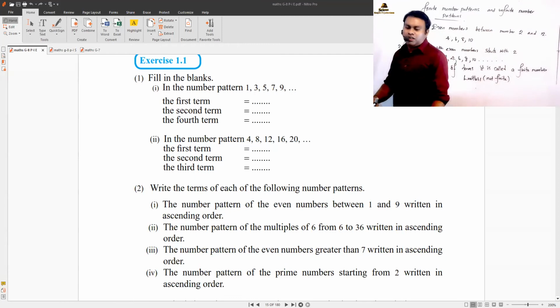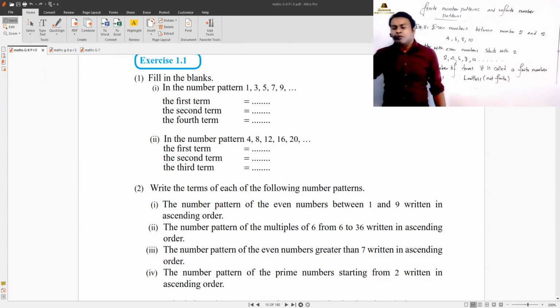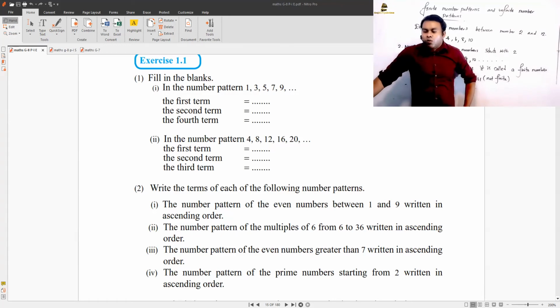Second one. Okay, so that's very important. Now you have to do it in 1 minute. First one, the number pattern of the even numbers between 1 and 9 written in ascending order. Written in ascending order.